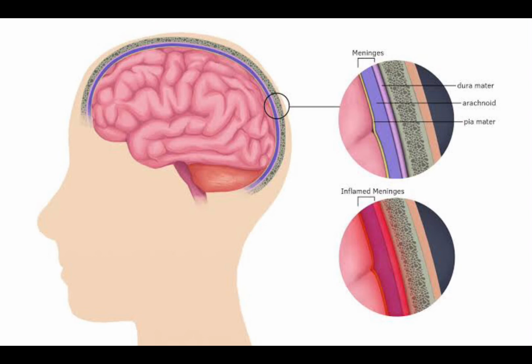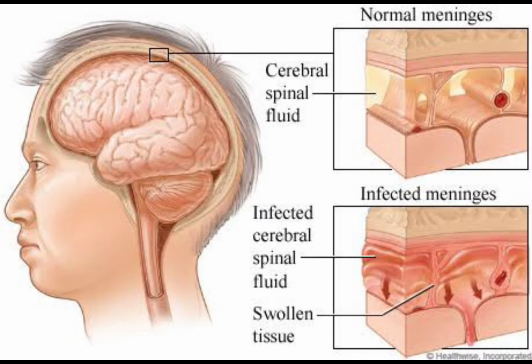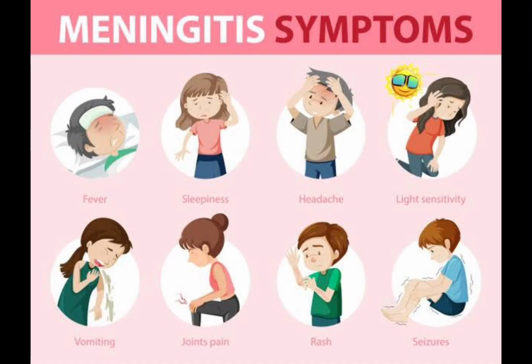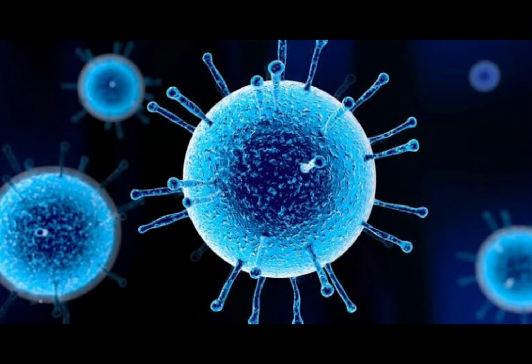Meningitis. Bacterial meningitis is an inflammation of the protective covering of the brain and the spinal cord, known as meninges. This is a serious infection that can lead to brain damage and even death. A severe headache is the most common symptom of meningitis. Now let's talk about viruses.